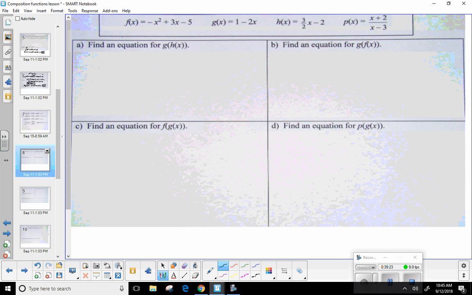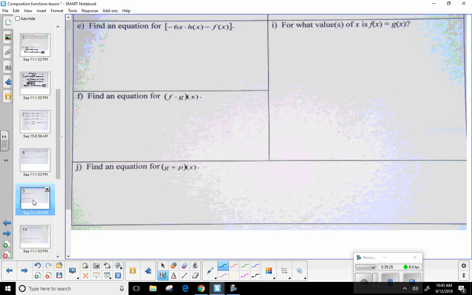But I'm going to go ahead and put the 1 minus 2x times, what was it? -x squared plus 3x minus 5? Sounds right to me. Okay. So all I want to do is multiply those together.